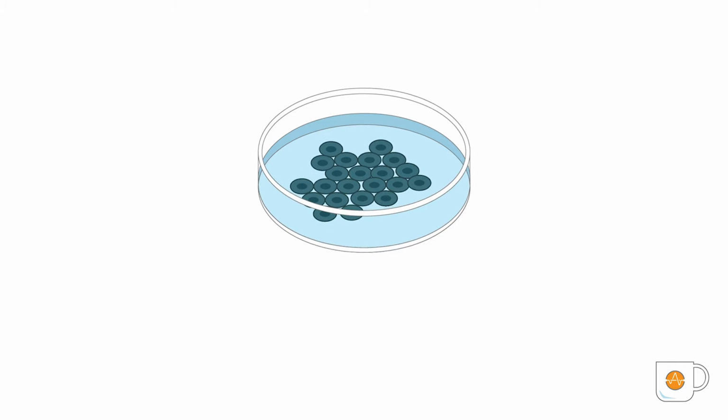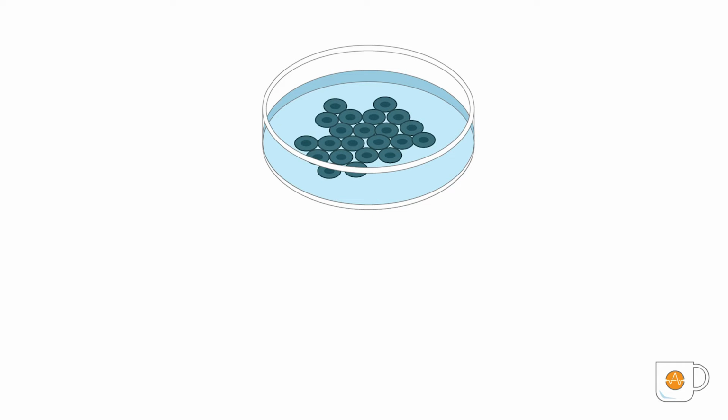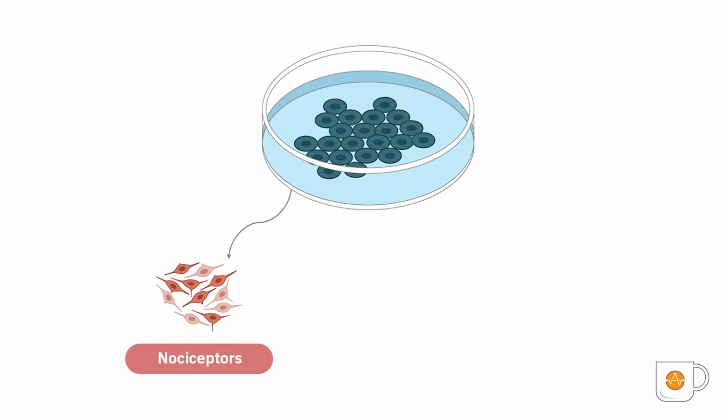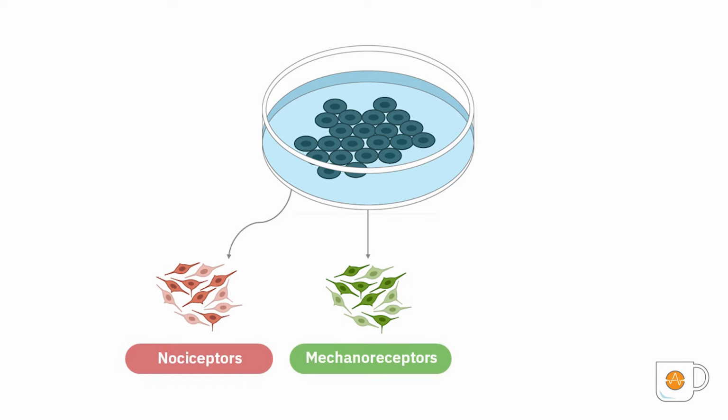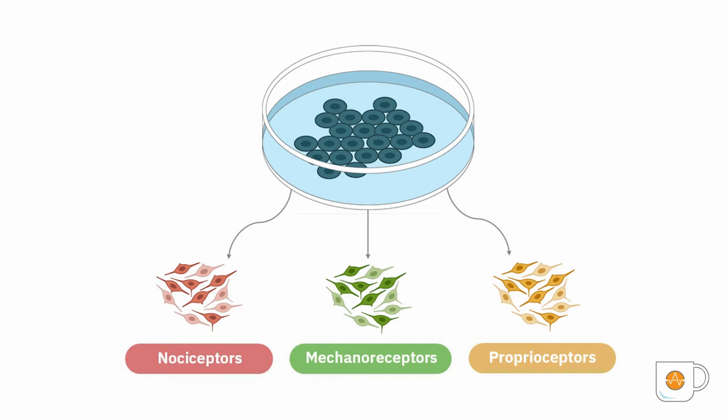Together, they will describe how differentiated neurons go through the appropriate developmental stages, taking advantage of these stages to enrich for specific sensory neuronal subtypes.